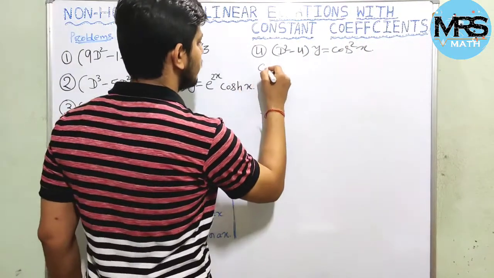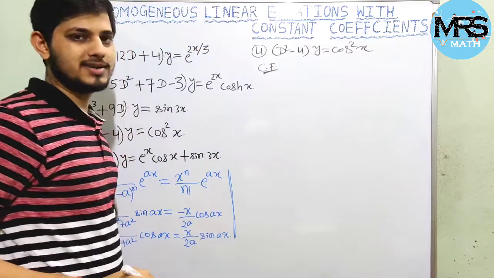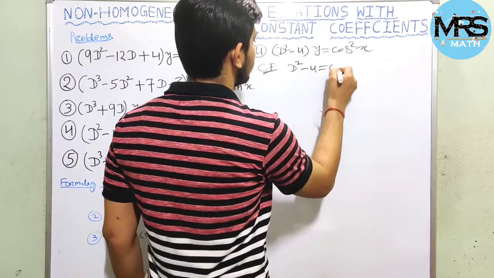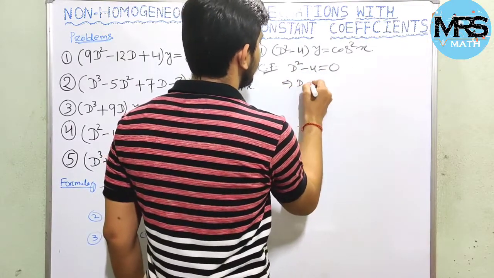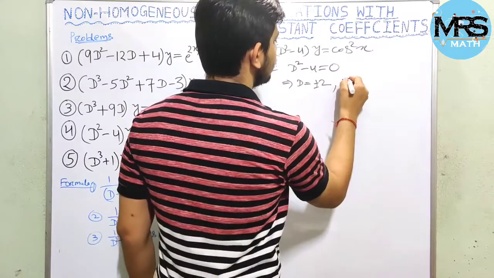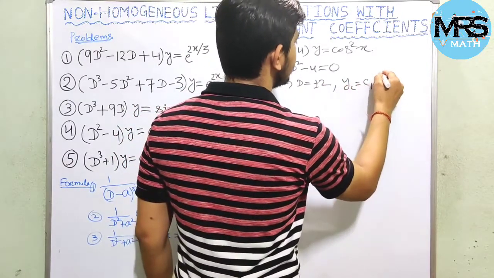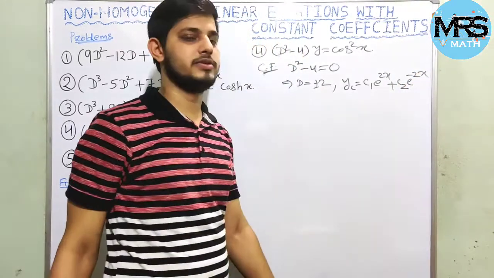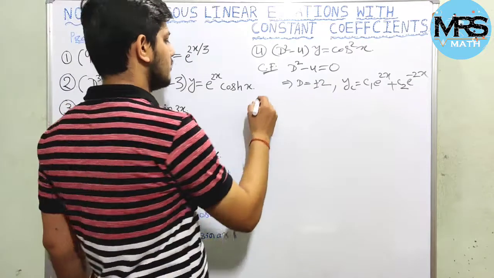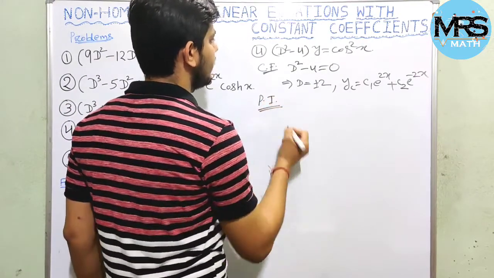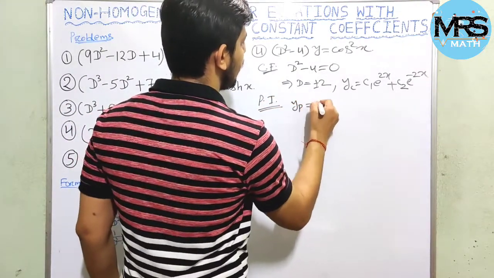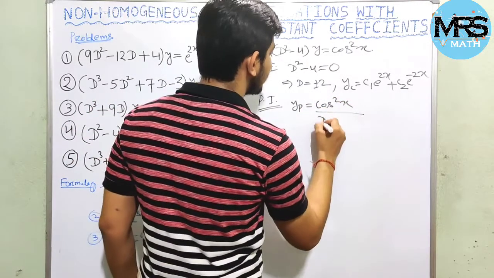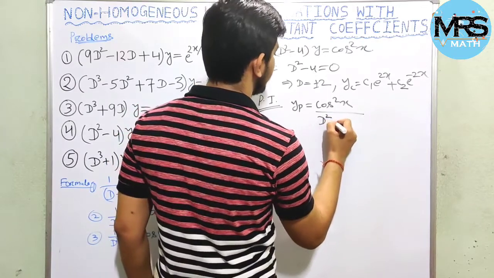The first thing is we have to find the complementary function, correct? So for the roots, D square minus 4 is equal to 0. Then our D will be plus minus 2. So yc will be c1 e to the power 2x plus c2 e to the power minus 2x. This is very easy, right? Now we will come to the particular integral. What is this? That is cos square x over D square minus 4.